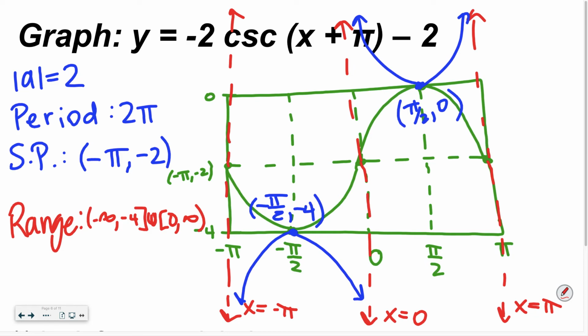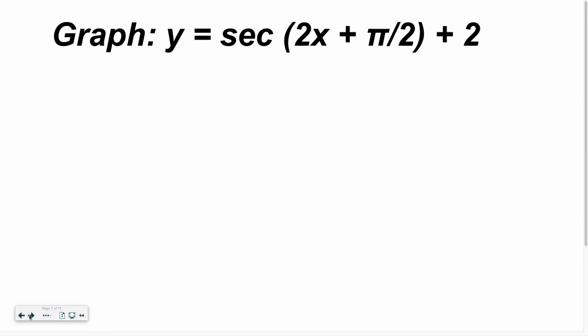All right, one more graph, and then this is the last example that we'll do all week. Okay? Tomorrow and Wednesday are just review days. So here we go. Last example. Write it down and identify for me a period and starting point.